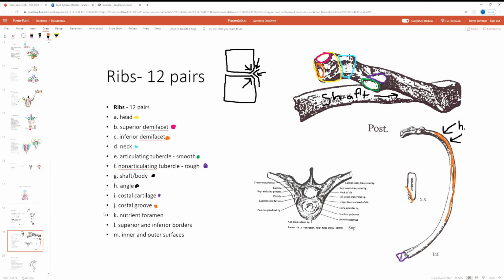Nutrient foramen, you can cross off. We're not going to quiz on that or anything. It's a little tiny hole that every rib has, or maybe more than one, that allows blood vessels to enter and exit the rib.